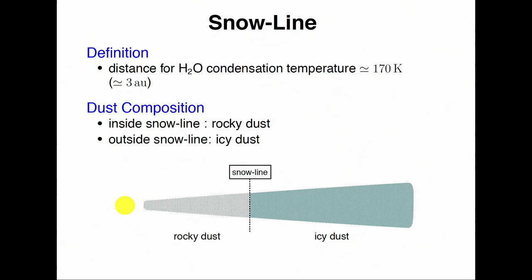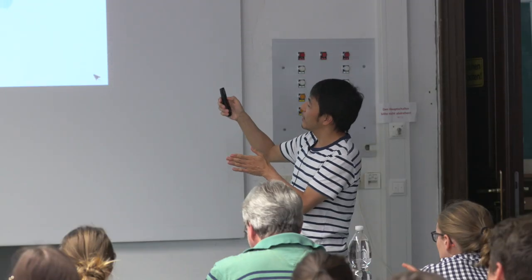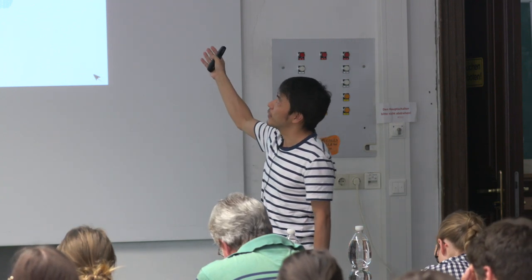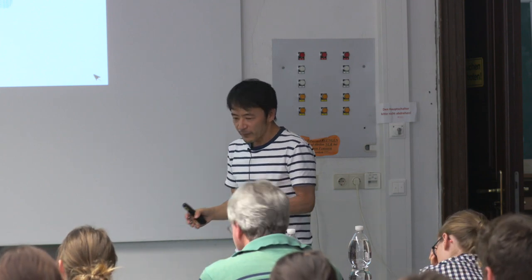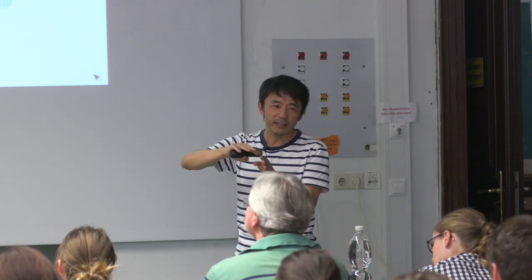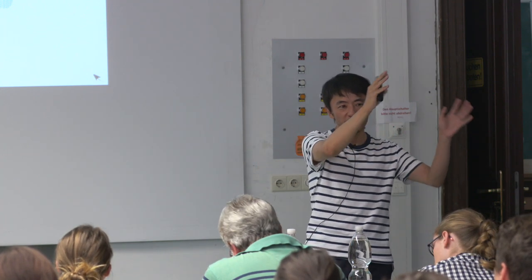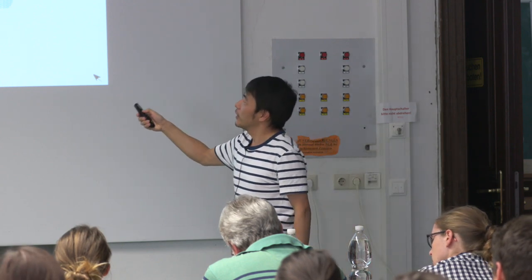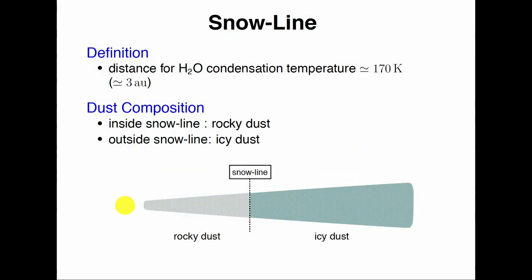So the definition of the snow line, for the H2O snow line, is the distance from the central star to the point where the disk temperature is about 170 K, which is the H2O condensation temperature under very low pressure, like in protoplanetary disks. And if the disk is optically thin, here the main heat source of the disk is the central star. So in that case, the snow line is around 3 AU.